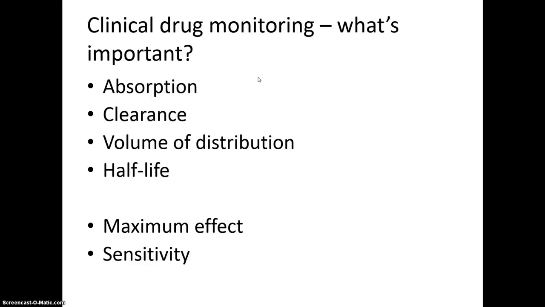There are lots of things that can change absorption, and we typically think about these things as being related to orally absorbed medications. So antacids or different foods, for example, can alter absorption of a drug.